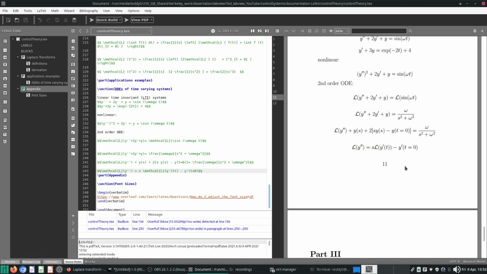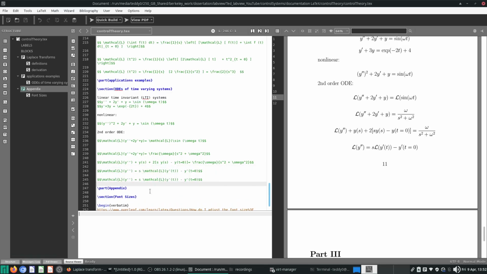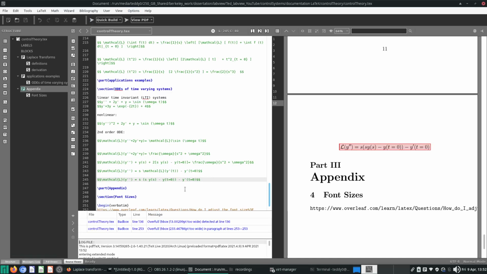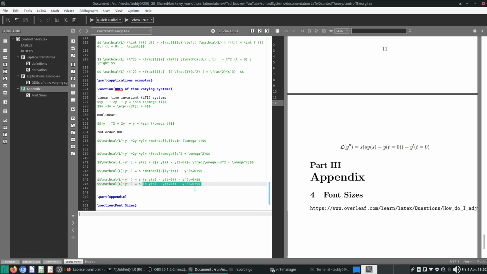Pardon the cracking of knuckles. Okay, so what's this Laplace of y of t? We can actually just substitute the whole thing here: s y of s minus y at t equals 0. And this is how you do your second order derivative Laplace transform.